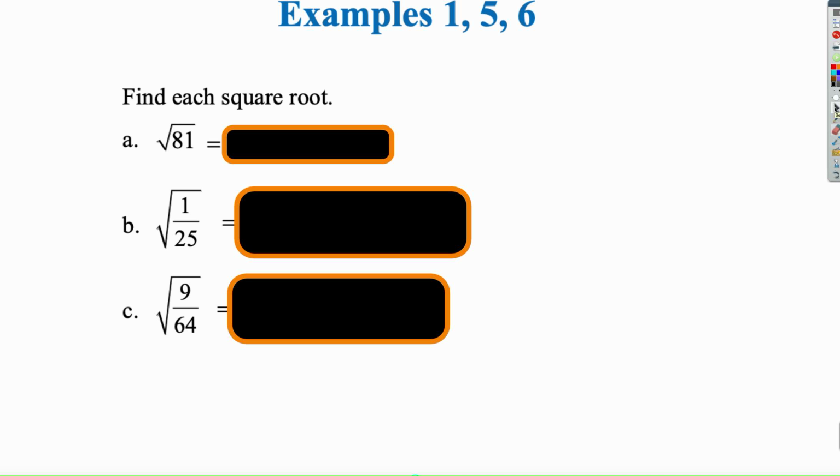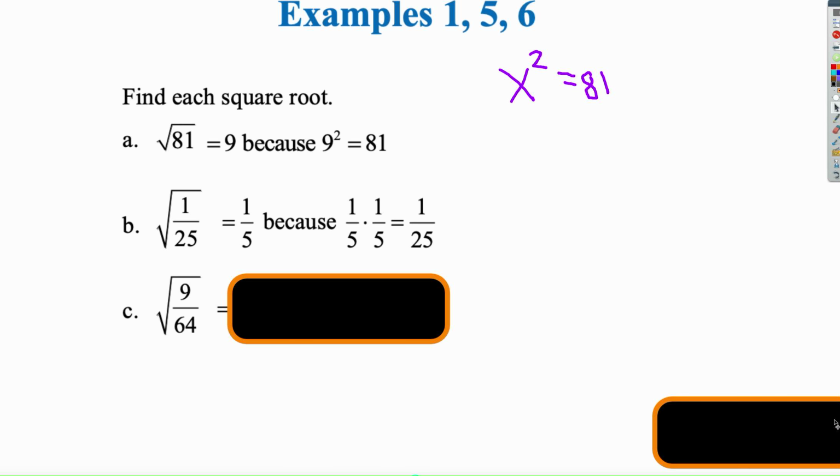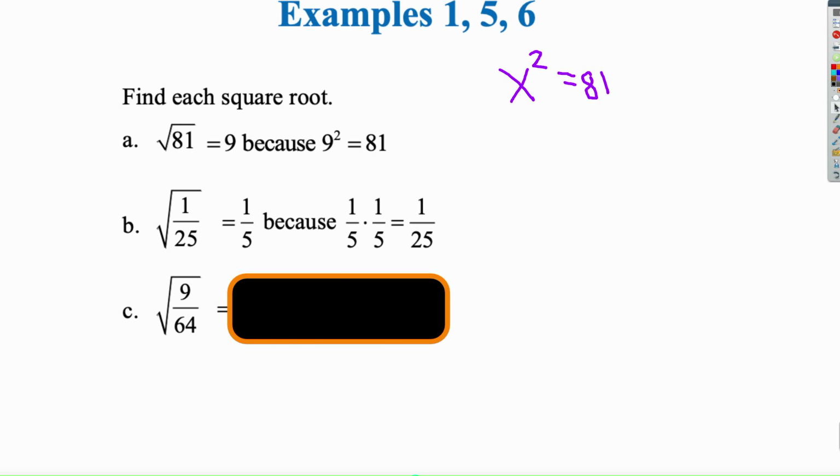So the square root of 81, that's basically saying what squared is 81. So it's saying what number to the second power gives me 81. And so that's just going to be 9. Square root of 1 over 25, well, there's one way to think about it. And that way is just thinking about, well, what to the second power would give me 1 over 25? And I get it this way.